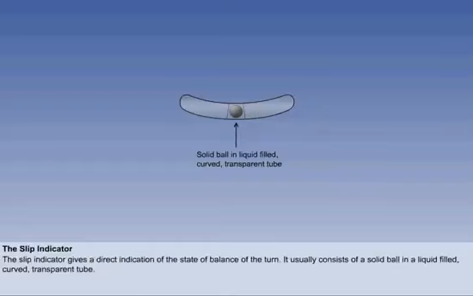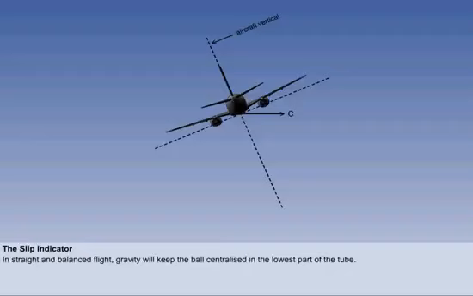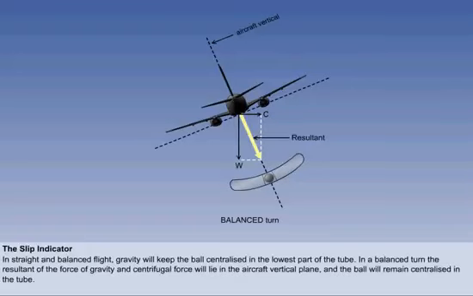In straight and balanced flight, gravity will keep the ball centralized in the lowest part of the tube between the two etched lines. In turn, the ball will be subject to an additional or centrifugal force, which we will call C. The magnitude of the centrifugal force experienced will be proportional to the true airspeed and the rate of turn. The ball will be displaced by this force and will come to rest in the tube when the centrifugal force acting on the ball equals the resultant weight of the ball.